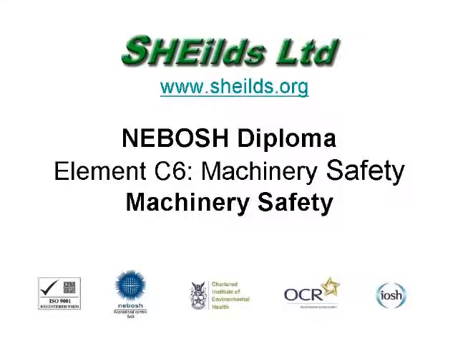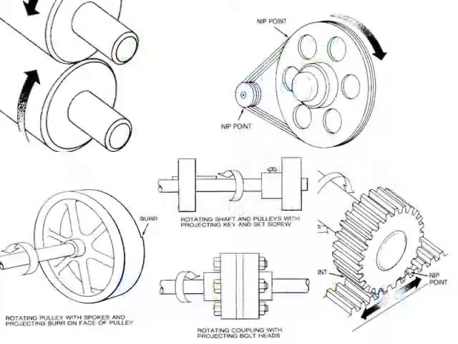Hello and welcome to the NEBOSH Diploma Element C6 Machinery Safety, where we will be discussing in general machinery safety. Every day we use machinery to make our jobs simpler and easier. With all the positive things that machinery can accomplish, it is easy to forget that it can also be very dangerous. Let's start by looking at the different motions that a machine can make.